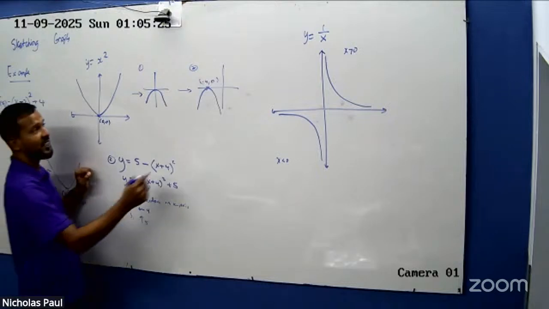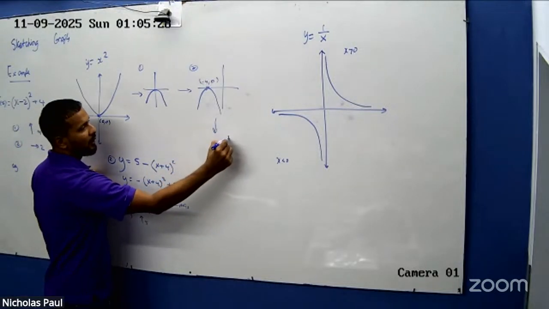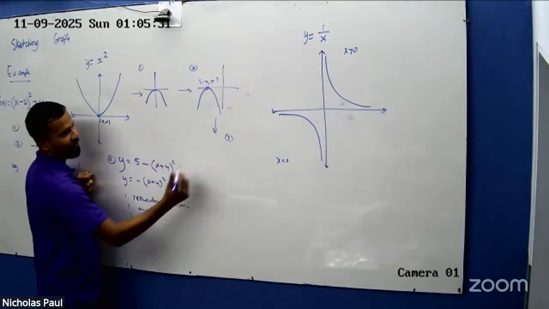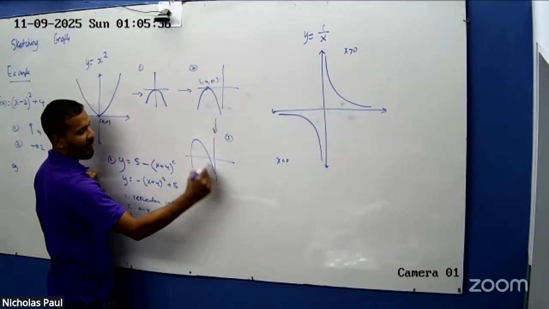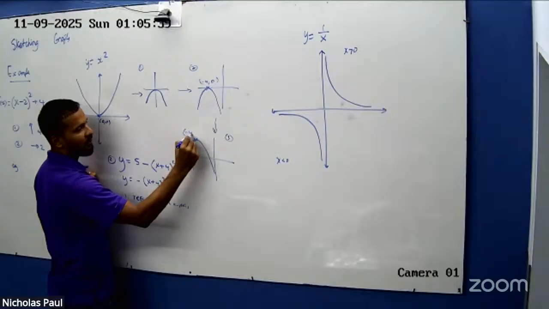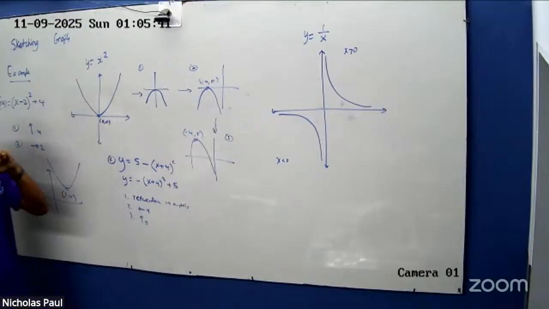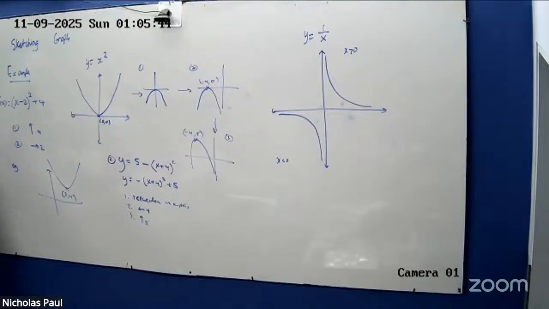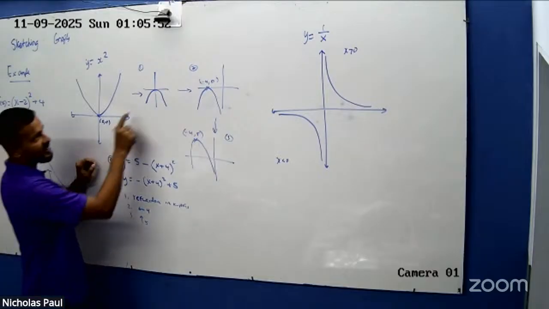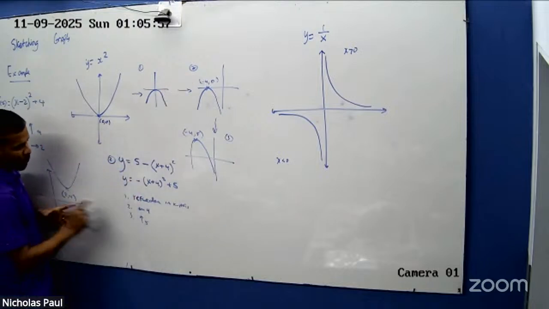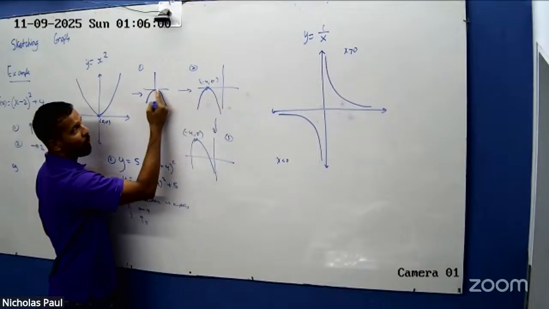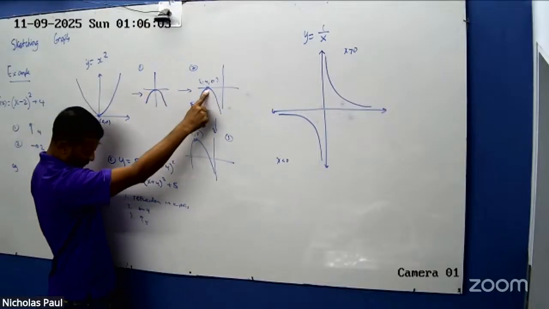Now, last stage is I'm moving it up 5. So it will look something like this. So I got minus 4, 5. Anybody got all 3 stages? Don't forget, reflection in the x, that was stage 1. Stage 2 was to the left 4. So I move it to the left 4, and then stage 3 up 5.